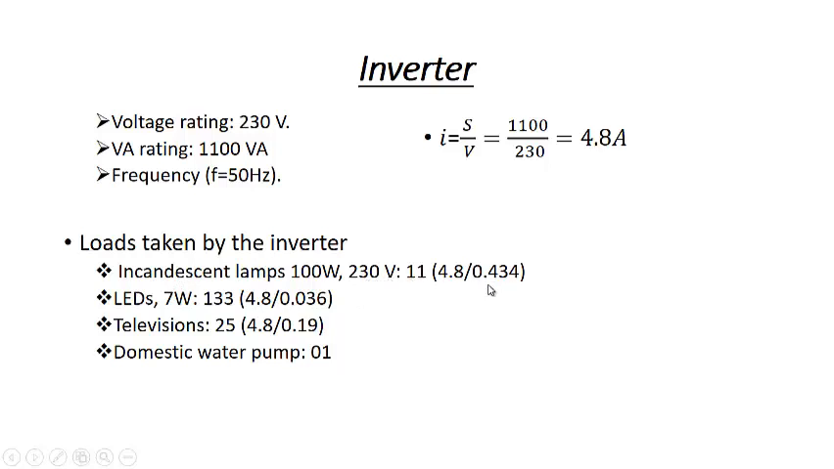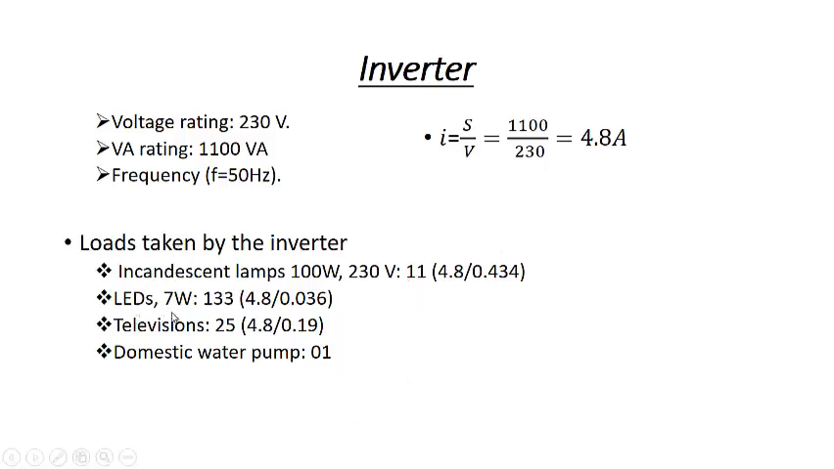It will draw a current of 0.434 amperes for 230 volts, and in that case, if we only install incandescent lamps across the inverter, we can only go for 11 such bulbs. So 11 such bulbs will suffice, and will be good for this inverter, so as not to overload it. If we use 12 bulbs, it will be overloaded.